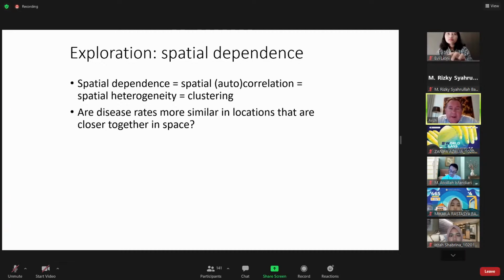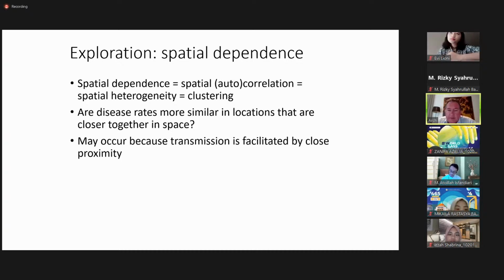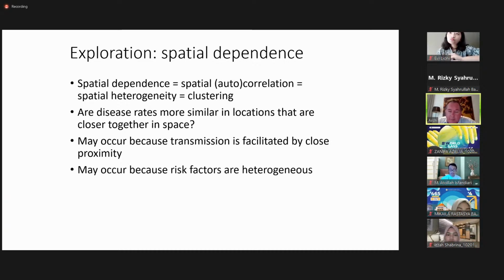So with spatial data exploration, you're wanting to examine whether or not disease rates are more similar in locations that are closer together in space than they are to locations that are further away. As I mentioned, this might occur because transmission is facilitated by close proximity. It might also be because risk factors are heterogeneously distributed.